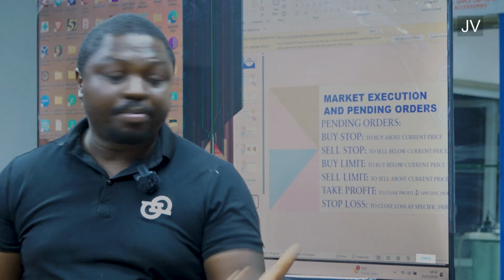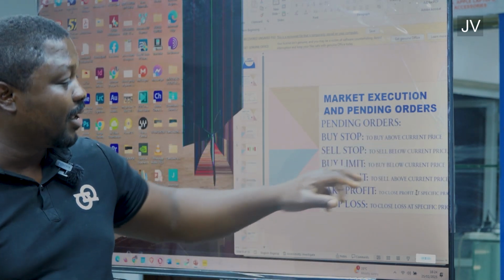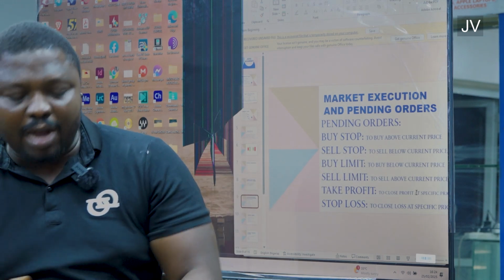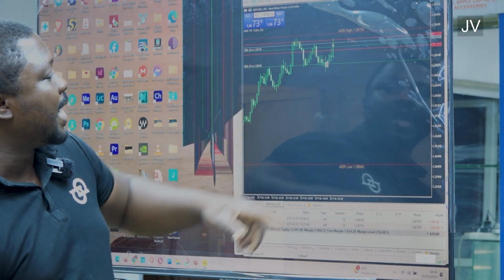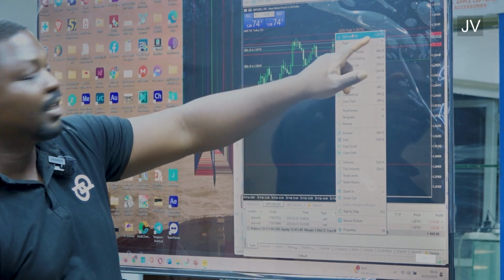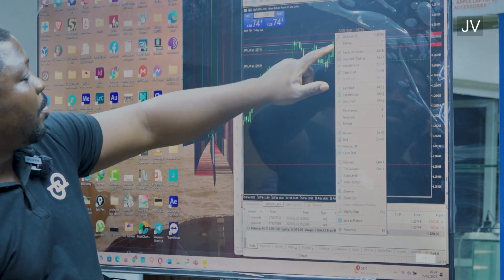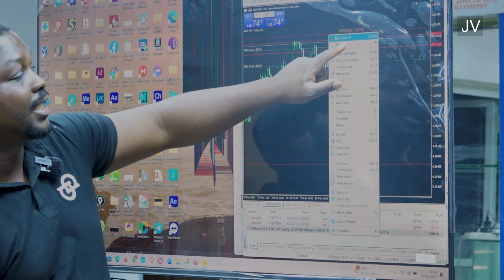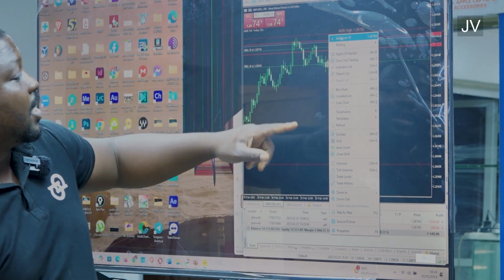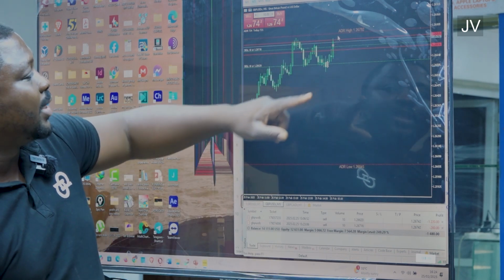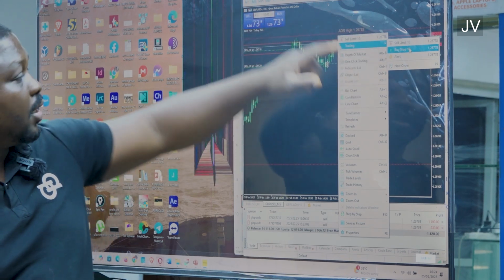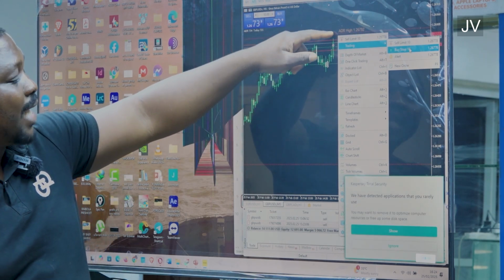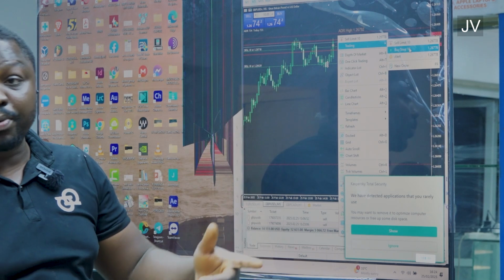Then there's buy stop. You buy above the current price. You want to buy now? See, this is the sell limit here. This is the current price, and the sell limit is here. Can you see it here? Now the next thing I can do is the buy stop. I want to buy above this price here. I can put it there, buy stop.